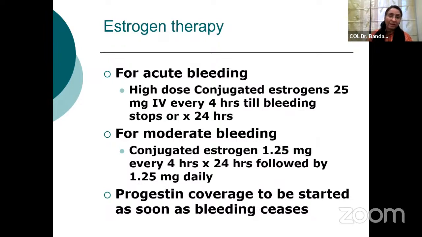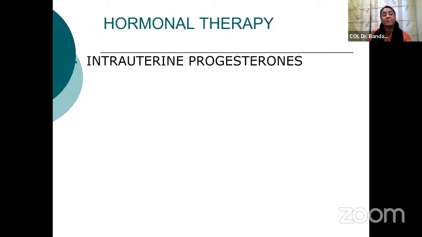In a normal menstrual cycle, the first half has estrogen, the second half progesterones. So we try to copy a normal cycle where the initial bleeding is controlled by estrogens and the latter half is covered by progesterones along with it. Hormonal therapy being continued, we also have intrauterine devices, which can be inserted in the uterus, which secrete the progesterones. This is called LNG-IUS or Mirena.